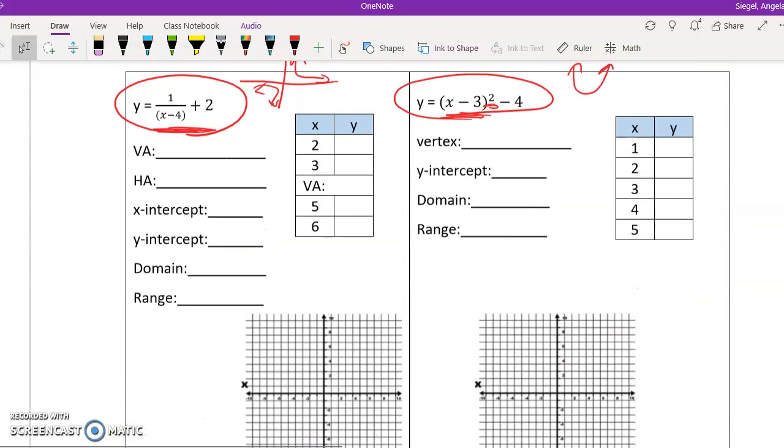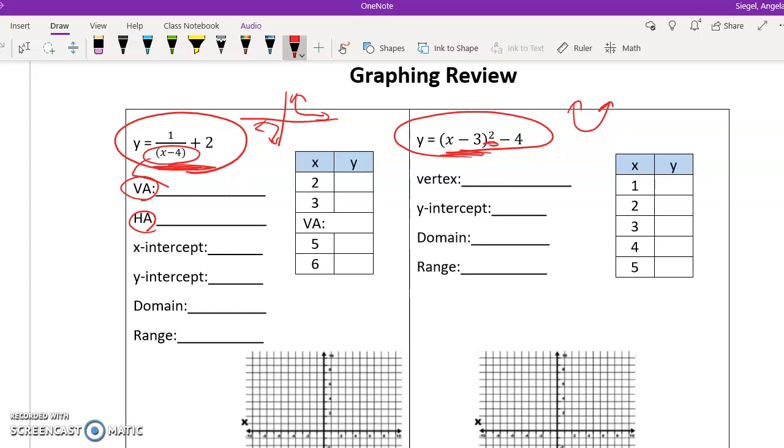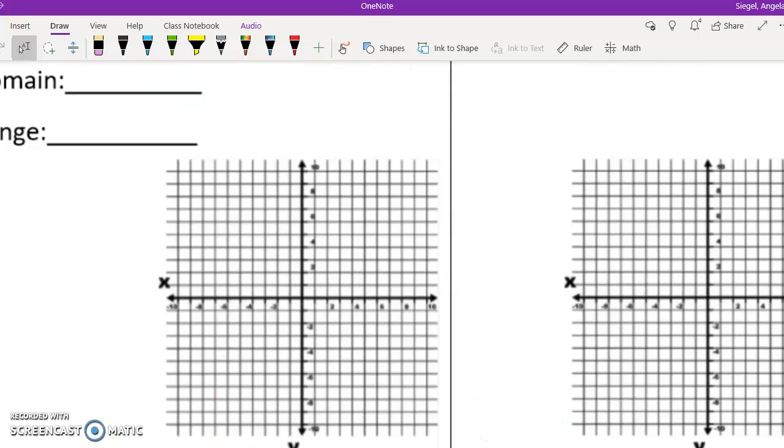So I want to start off with the first one. It's the yuckiest one. Remember we had these vertical asymptotes and horizontal asymptotes. The vertical asymptote we got from the x's, so it's going to be at x equals 4. Because if I put in a 4 here, that's going to leave me with a 0 in the denominator, and we don't want that. The horizontal asymptote is going to be out here, so it's going to be y equals 2.